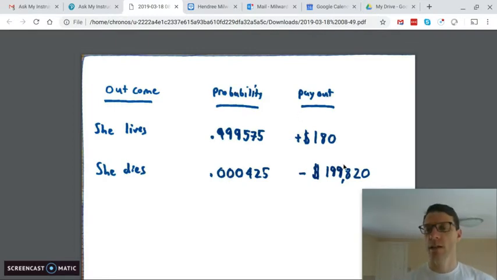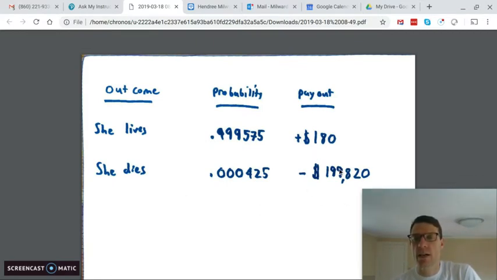Okay. So the first thing to do is get the outcomes, then the probabilities of the outcomes, and then the payouts. And again, these payouts are from the perspective of the insurance company, because that's what the question asks for. So we know that if she lives the whole year, the insurance company just takes that $180, and that's profit for them. Well, I don't know if it's revenue for them. They just take the $180. So they're up $180.